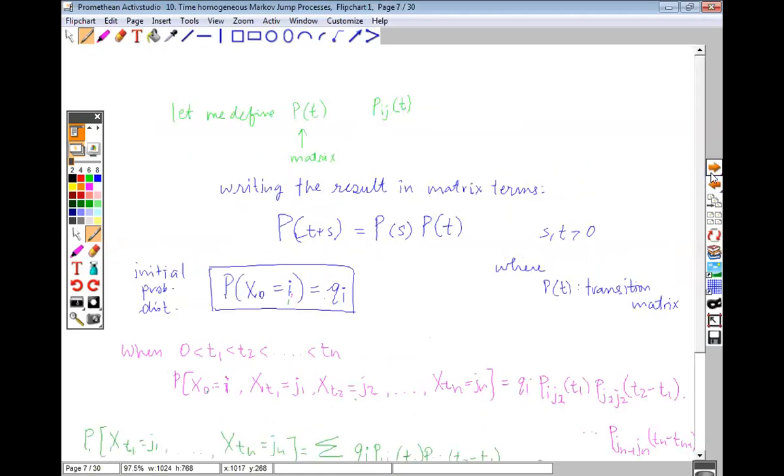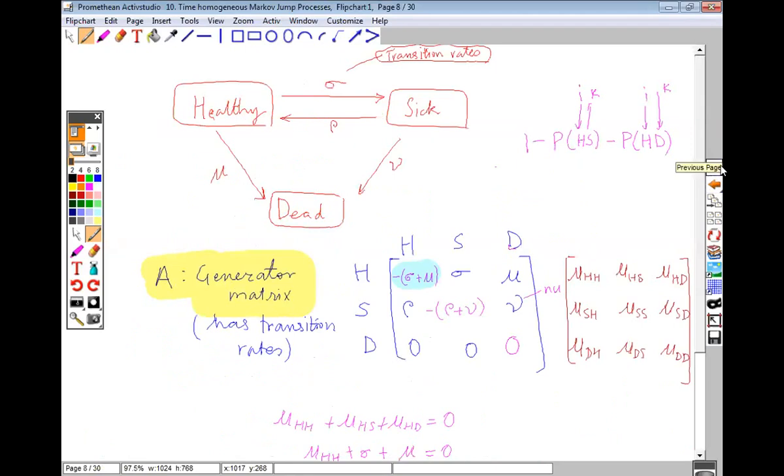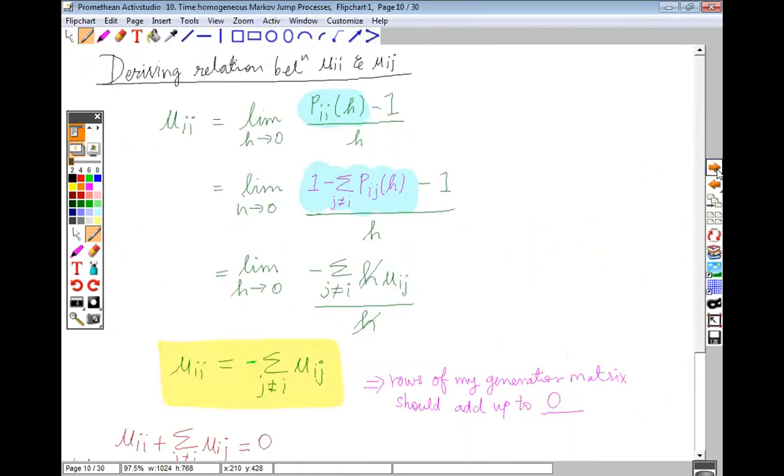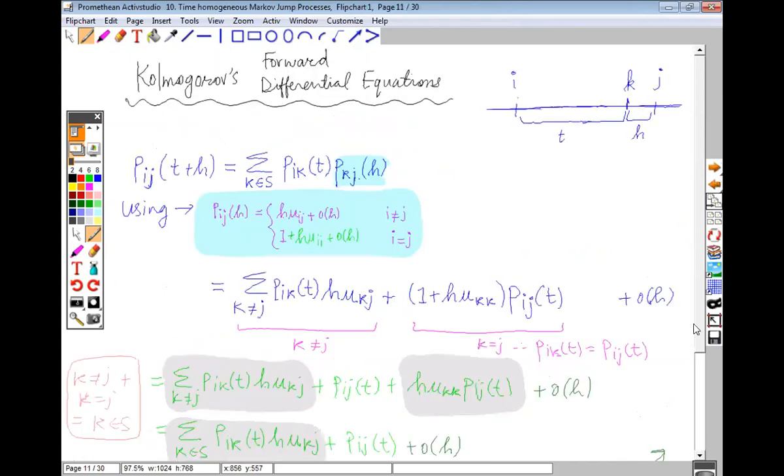And what we wrote just now was this, right? This we just wrote for the time inhomogeneous case. So we had an S here and an S here to denote where we are starting from, and S comma S plus H here. This relationship will still hold true. It doesn't matter if you're looking at the time homogeneous or time inhomogeneous case. The sum of the rows of your generator matrix will always add up to 0. So this was it about the Kolmogorov's forward differential equation.